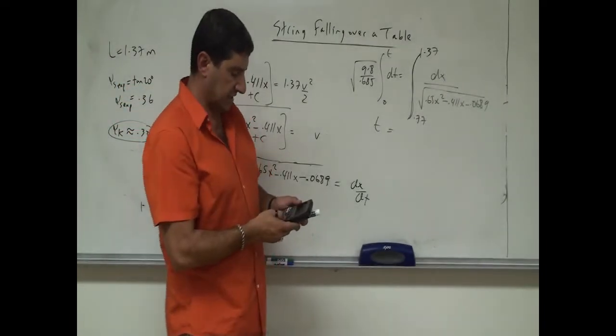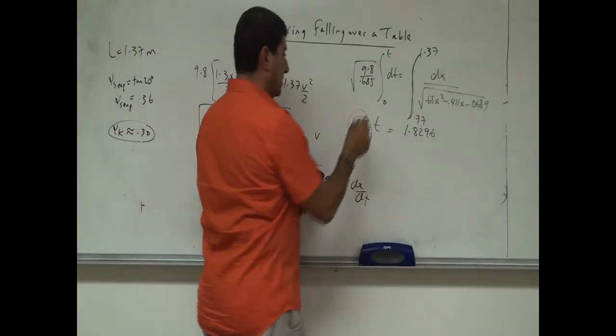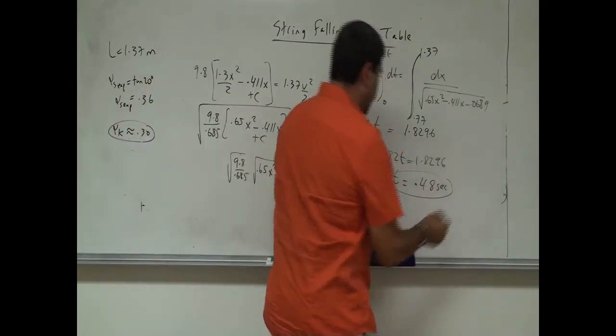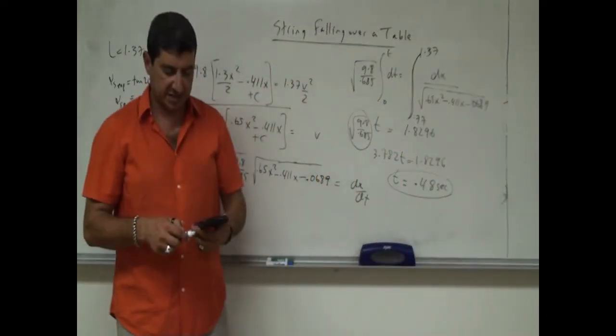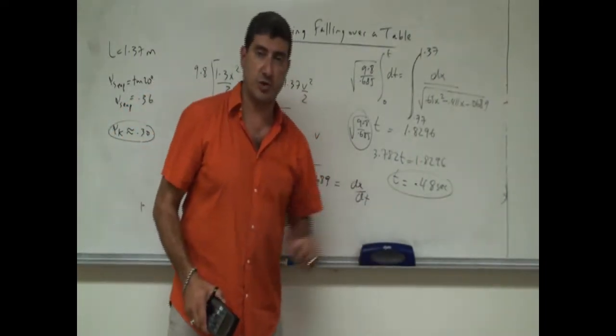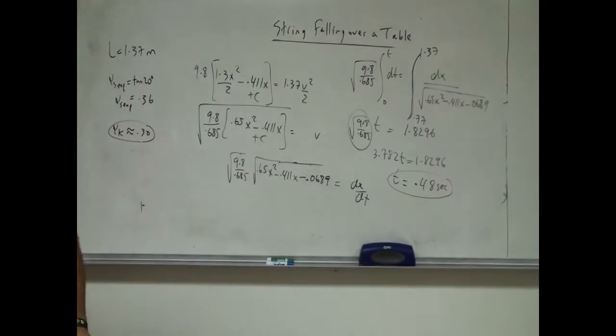I can do this on the TI calculator. So this thing is equal to what? 9.8. Okay, so it comes out to be about 0.48 seconds. That's the predicted time that it's going to take for all of the string to fall off. So let's perform that experiment.